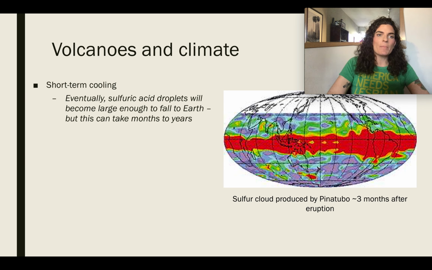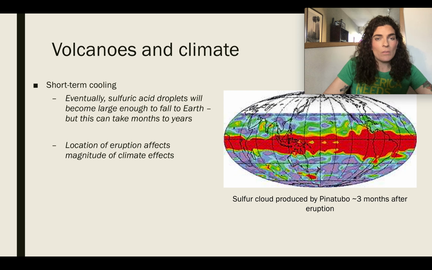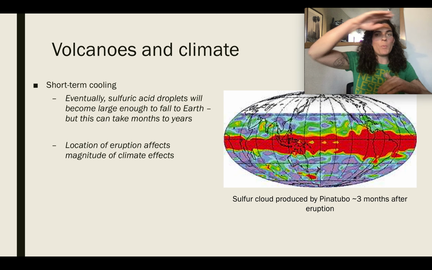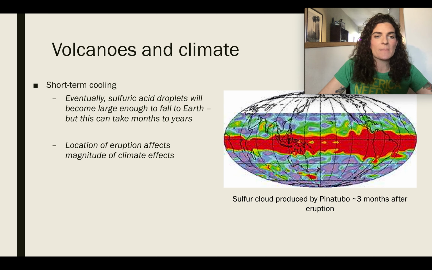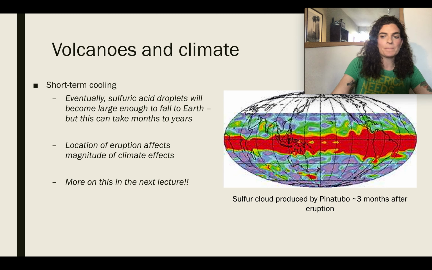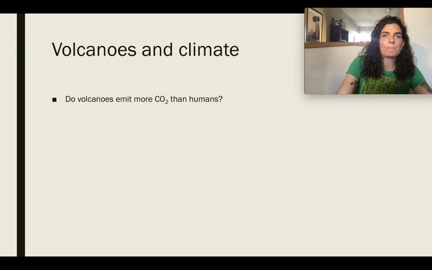Eventually, the sulfuric acid droplets will become large enough that they'll fall back down to Earth, but this process could take months and years, and so this is why it's a good analogy for us to study as climate scientists. Again, the location of where the eruption has occurred will affect the magnitude of the climate effects, and you'll see the difference between an eruption happening near the equator in the tropics or at the poles much further from the tropics. And this would also inform, if we're going to actually geoengineer with stratospheric aerosols, where do we put the aerosols for maximum effect? But more on this Mount Pinatubo case in the next lecture.